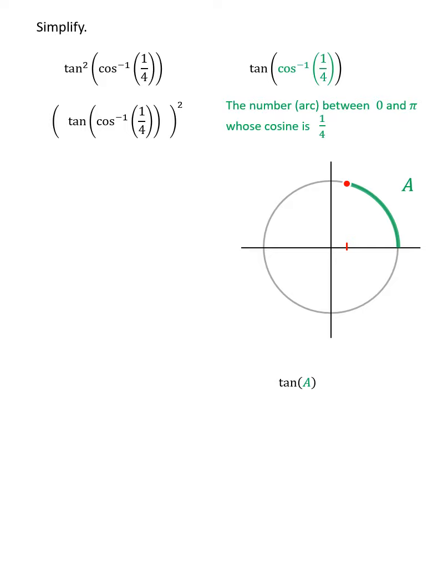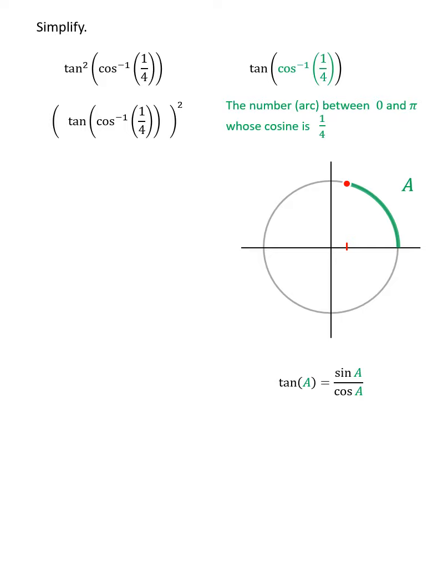But remember, I'm looking for the tangent of this arc length, ultimately so I can square it and be done with the problem. But first, before we square it, let's just try to find the tangent of this arc length. Now, you might think we need to know the arc length to do that. Not really, because the tangent of any arc length is the sine divided by the cosine.